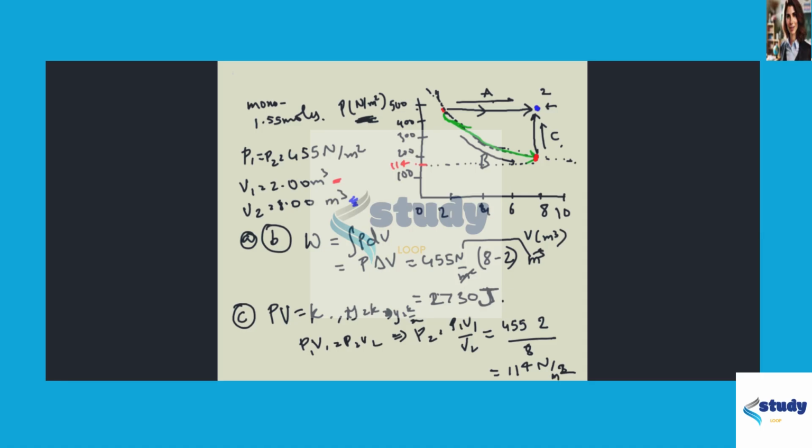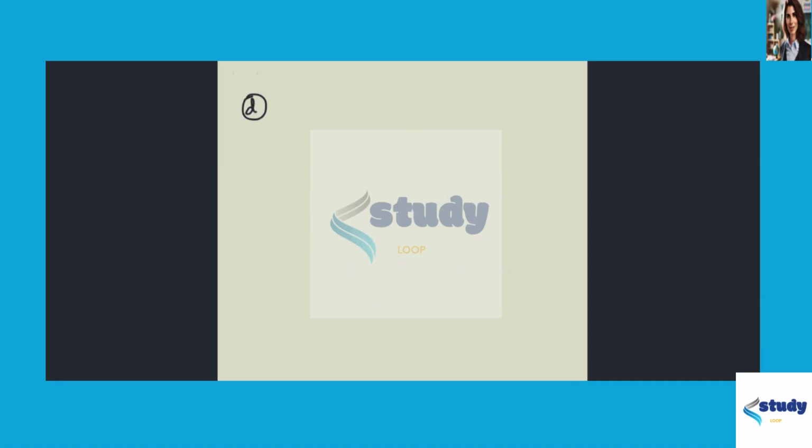Now that we have this, for part D, we want to find out the change in internal energy during the process C. But if you remember, we forgot to do something. In part B, we are also supposed to find the change in internal energy during the process A. We found the work, and the work was 2,730 joules. To find the change in internal energy, we use the fact that it's a monoatomic gas. For a monoatomic gas, it is 3/2 nR delta T, because we know that internal energy is 3/2 nRT for a monoatomic gas.